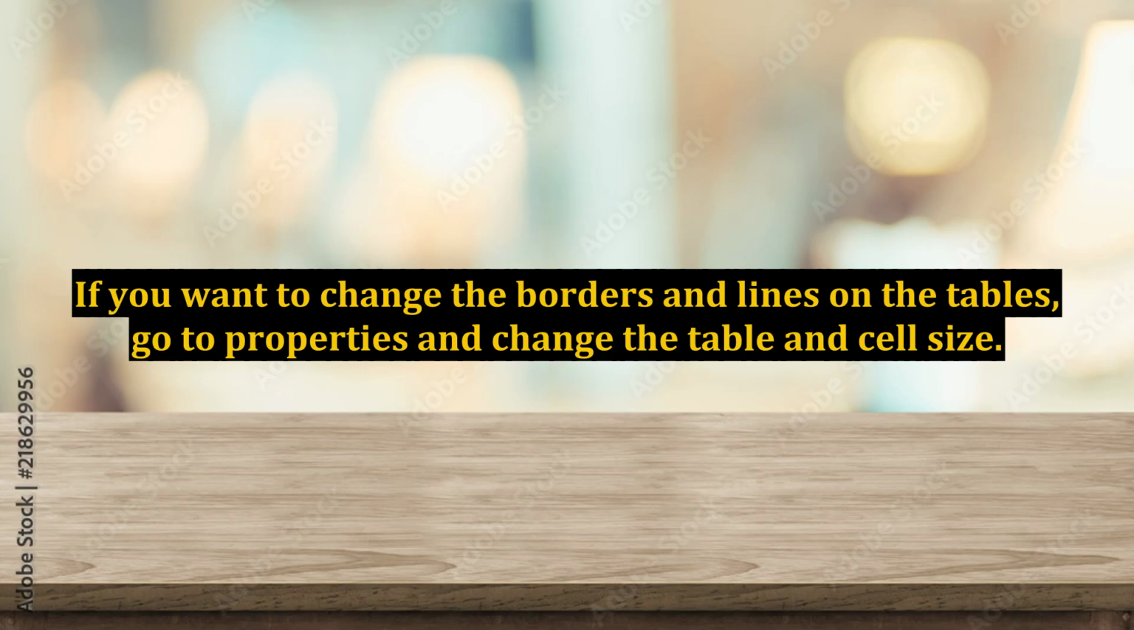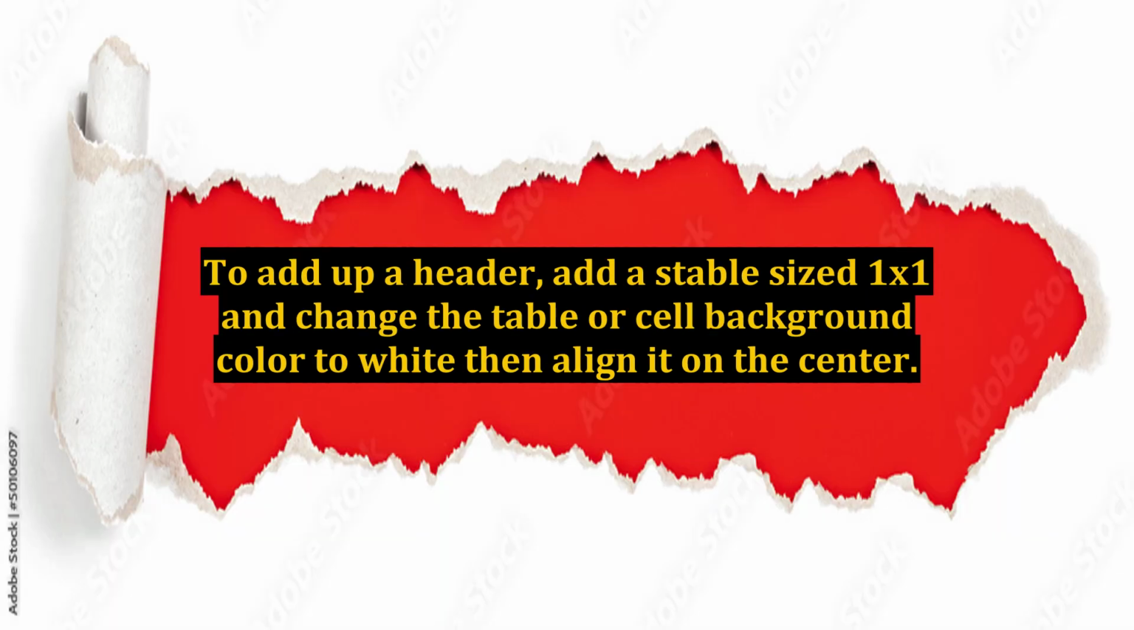If you want to change the borders and lines on the tables, go to Properties and change the table and cell size. To add a header, add a table sized 1x1 and change the table or cell background color to white, then align it on the center.